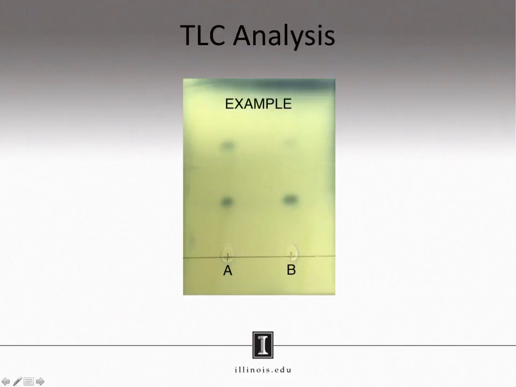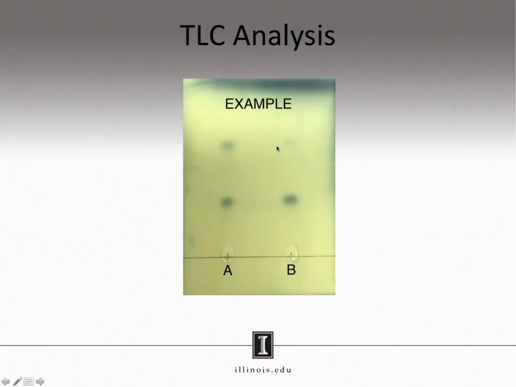Here is an example CEC Analysis TLC plate. We have 2 lanes, A and B. Each lane is 1 reaction. We see that in lane A we have 2 spots, and in lane B we have the same 2 spots. However, the spots in lane A have different intensities than the spots in lane B. How are you going to interpret this TLC?